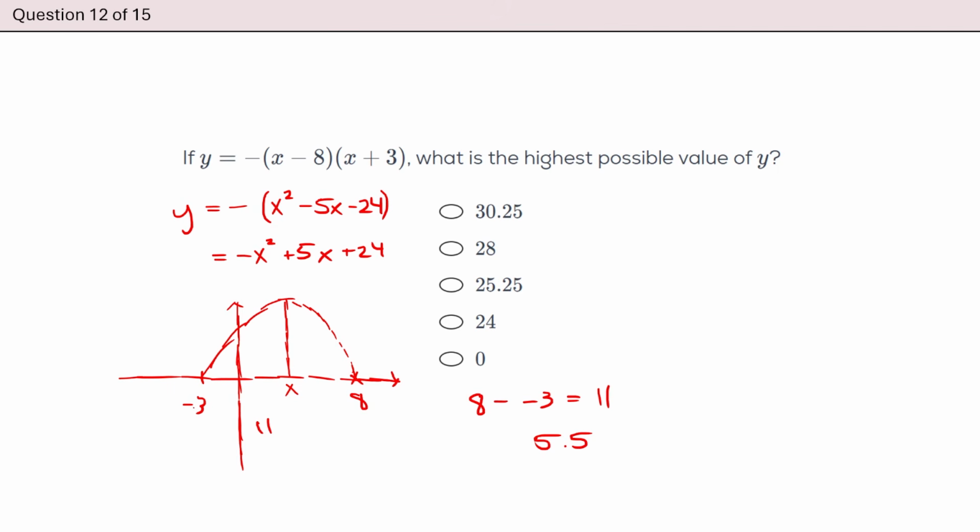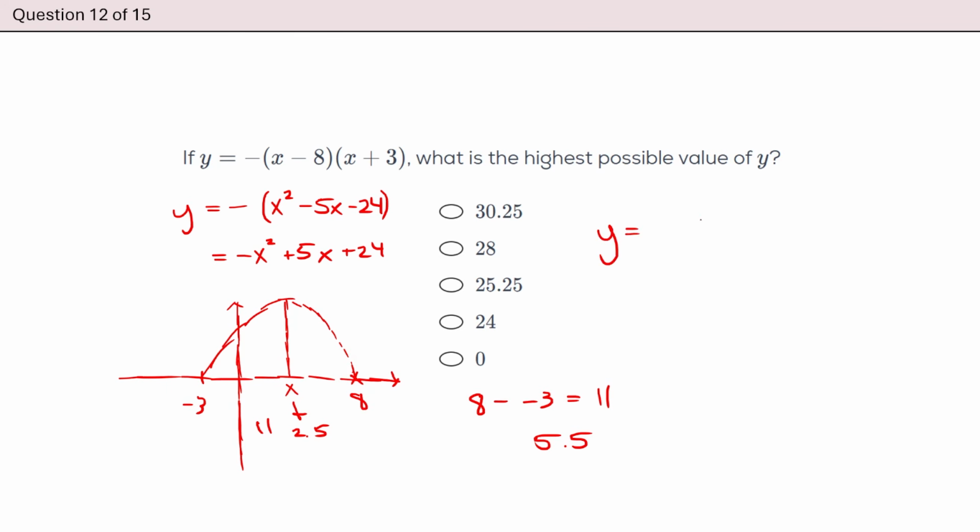So if you do -3 plus 5.5 because we're going to the right, or 8 minus 5.5 because we're going to the left, in both cases, you're going to see that this equals 2.5. Now notice, this is the x value. We want the highest y value. So in that case, you have to plug that in. Plug in the 2.5. So let's go ahead and plug it in.